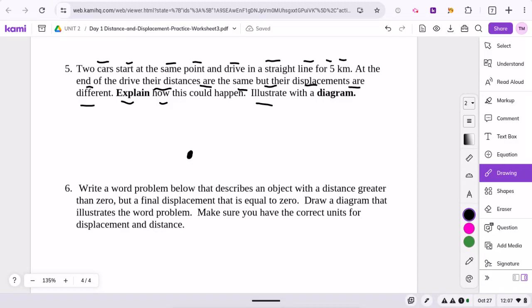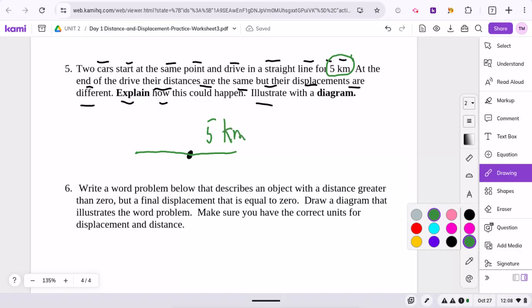A simple answer for this one is that one car drove in that direction, another car drove in the opposite direction. So even though they went the same amount of distance, their displacement would be different. One might be 5 kilometers east, and the other car could be 5 kilometers west.